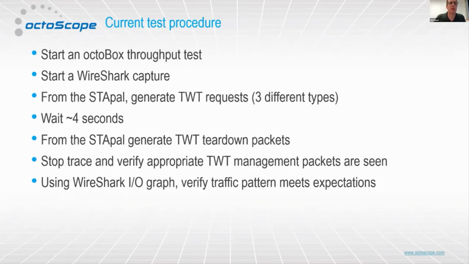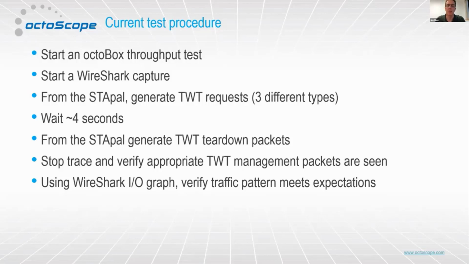So this is just a summary of the procedure that we'll be doing. We're going to set up an octoBox test, start some throughput running. Then we're going to start a Wireshark capture in the background. From our Windows StayPal, we're going to generate TWT requests. So we'll do one of each of the 3. We'll send a request, wait a few seconds to see how it affects traffic, then send a teardown, then move on to a suggest, and repeat the process with a demand. We'll stop the trace at the end.